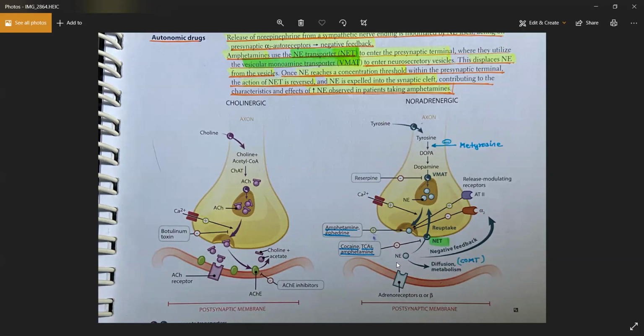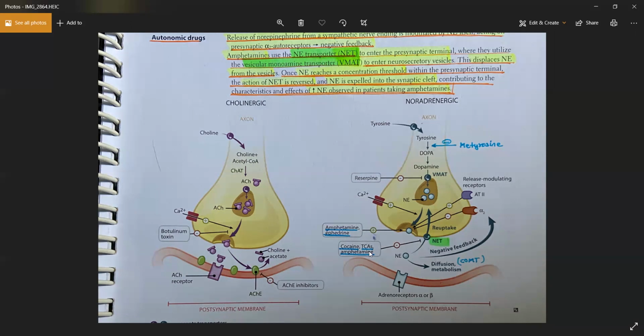Can anyone remember the enzyme name for the metabolism of epinephrine and norepinephrine? Catechol-O-methyltransferase, COMT. Okay, yeah, exactly. And what would the product be? The product name? Metanephrine. Vanillylmandelic acid. Exactly. Metanephrine, and normetanephrine, and finally vanillylmandelic acid. And that's how the norepinephrine is cleared from the synaptic cleft.